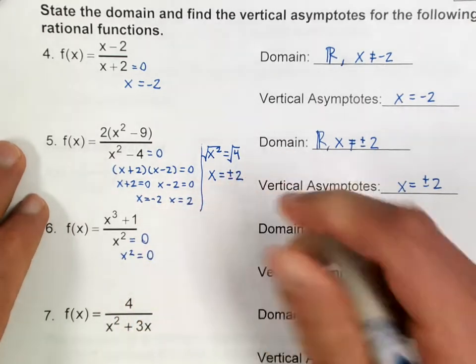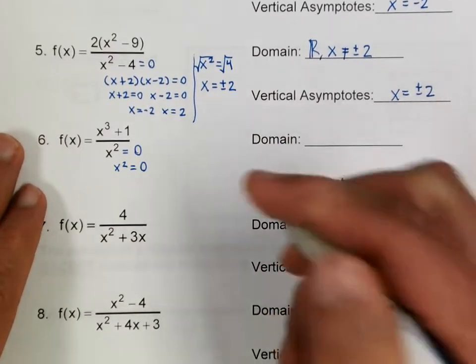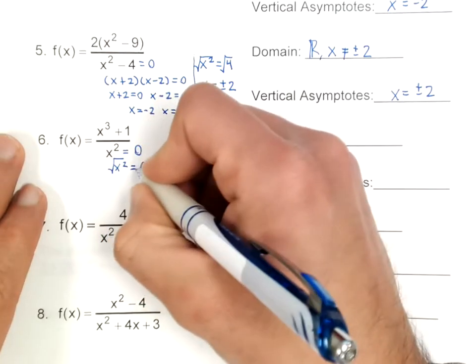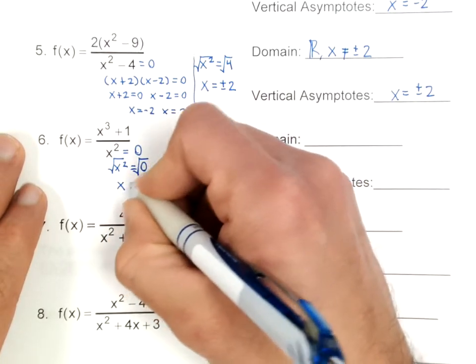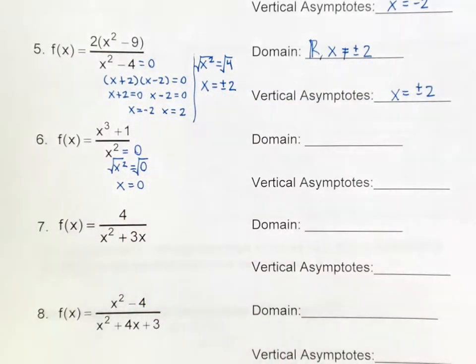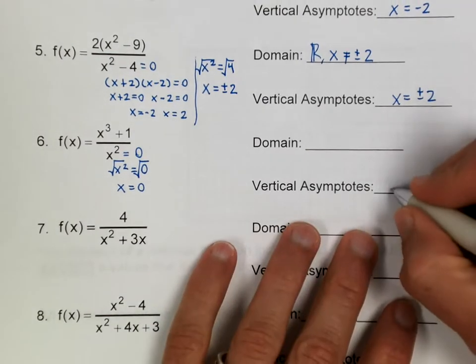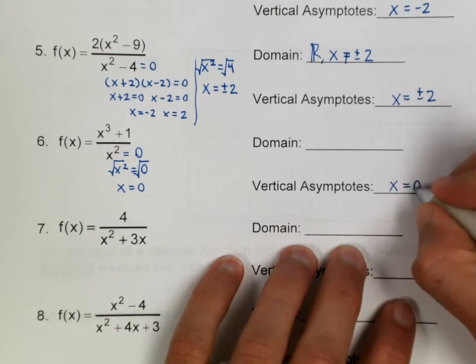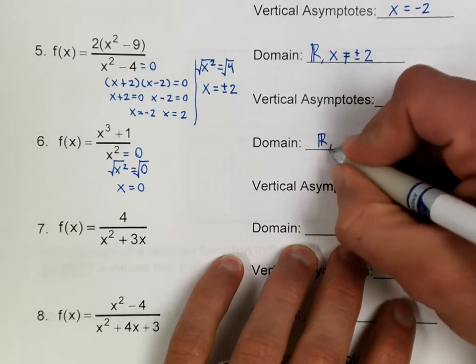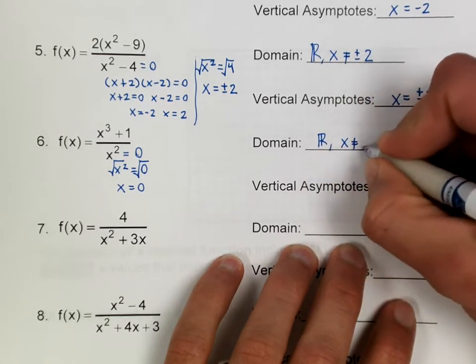Some of you probably already know what this is or how to solve for that, or what it is without solving for it, but yes, the square root of 0 is still 0. So my vertical asymptotes are going to be located at x is equal to 0, which means that my domain is all real numbers except for x cannot be equal to 0.